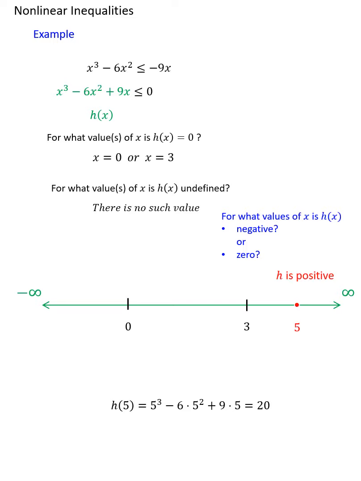So not only does 5 make the function positive and is therefore not a solution to our inequality, more importantly, because the function can only transition from positive to negative at the transition points, then the function h must be positive on that whole interval. And therefore, there are no solutions in that interval as well.